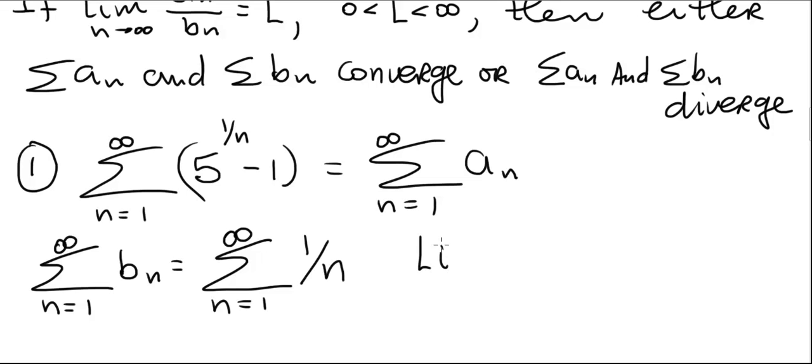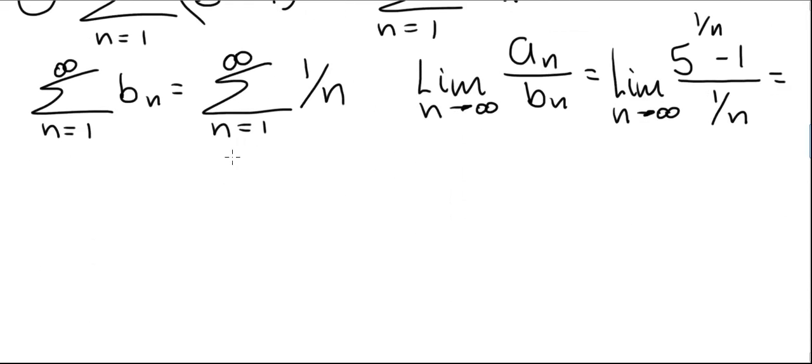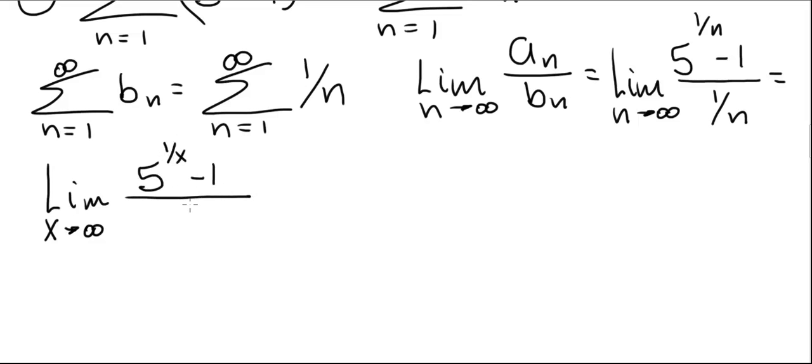And now let's look at the limit as n approaches infinity of a sub n over b sub n. In this case, that is the limit as n goes to infinity of 5 raised to the power 1 over n minus 1, divided by 1 over n. And this will be the same as if we were looking at continuous functions. So let's evaluate this as follows. Limit as x approaches infinity of 5 raised to the power 1 over x minus 1, divided by 1 over x.